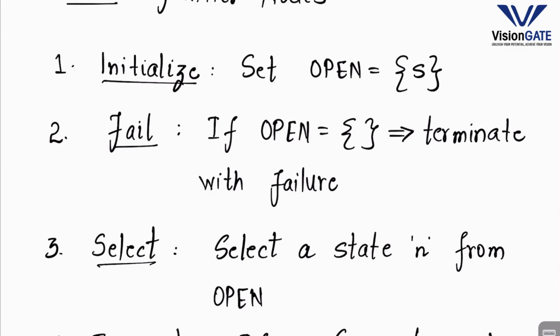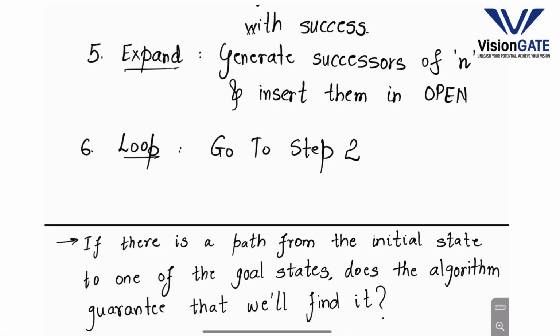So this is the tree search algorithm. The tree search algorithm seems quite straightforward at first, but I want you to pause and think about this carefully. If there exists a path from the initial state to one of the goal states, does the tree search algorithm guarantee that we'll find it?